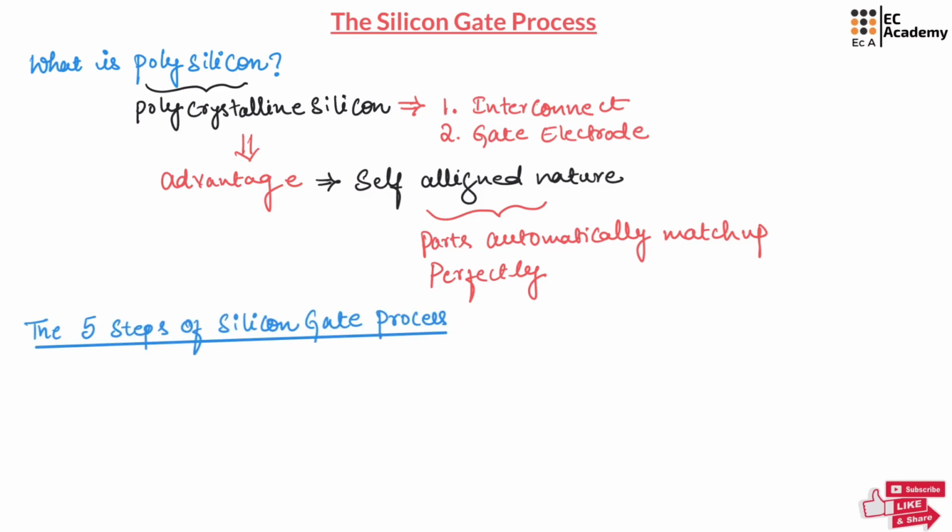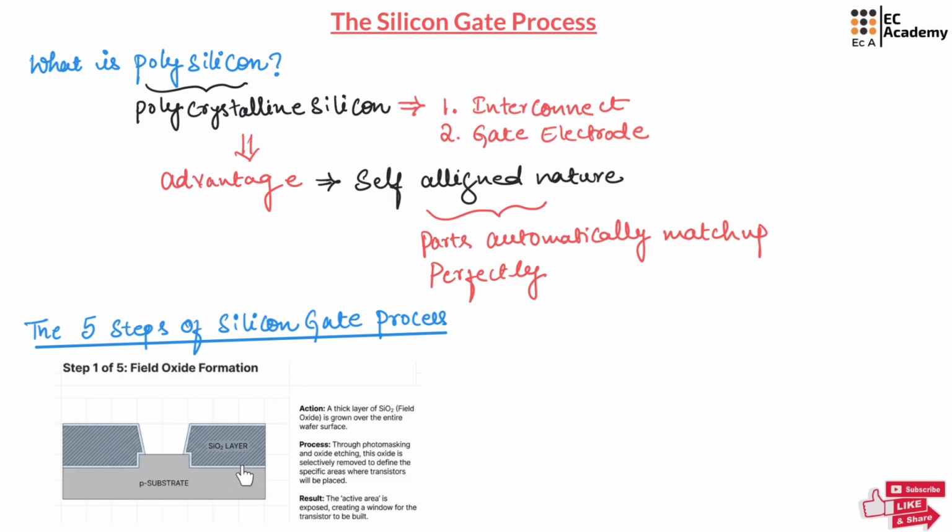Now let us understand how we actually do the silicon gate process. There are 5 simple steps for the silicon gate process. First, we'll take the silicon wafer and grow a thick layer of silicon dioxide over the wafer surface. We call this thick layer of silicon dioxide the field oxide. After growing this silicon dioxide, we'll remove some portion of it, which we call etching. And this etching is done only at the specific areas where our transistor needs to be placed.